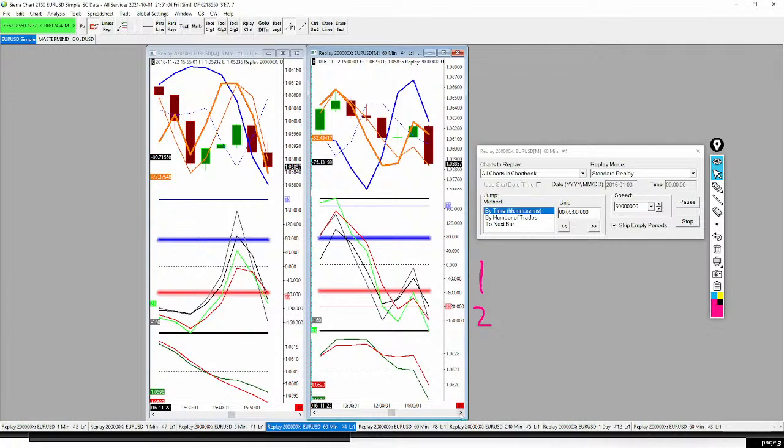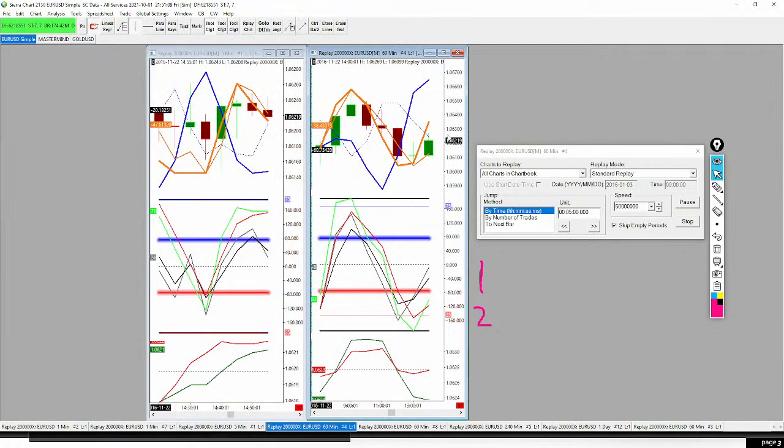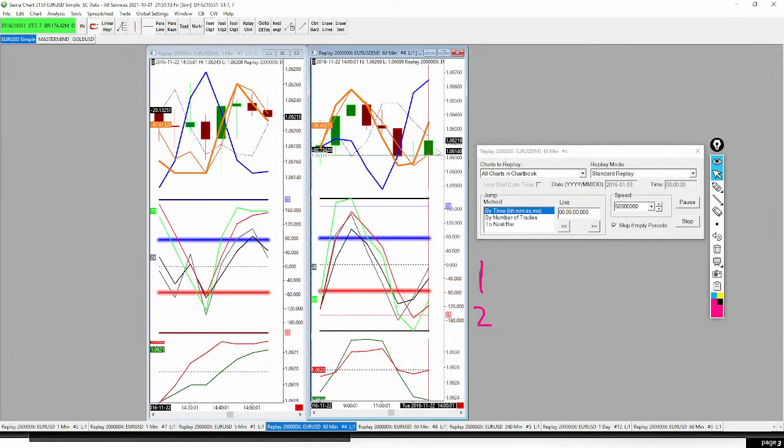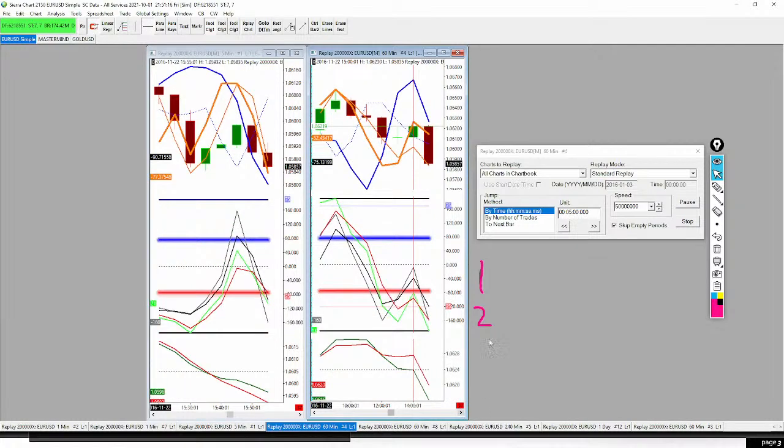Okay. So right there, we would take a, so let's go back here. This one would be a sell from that position. This would be a buy from that position.